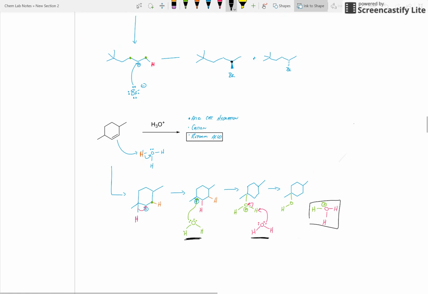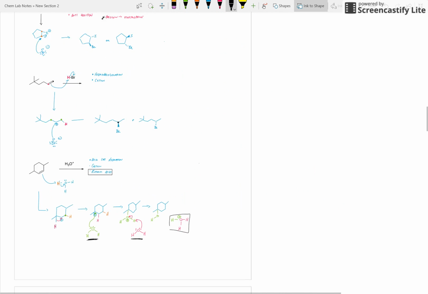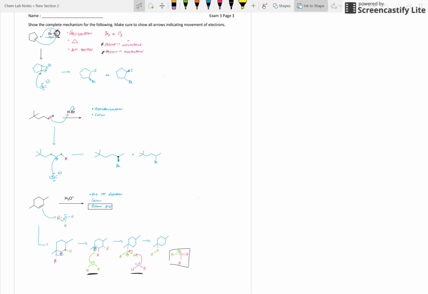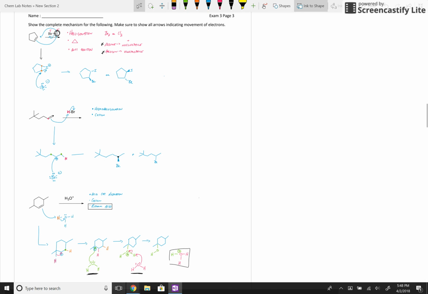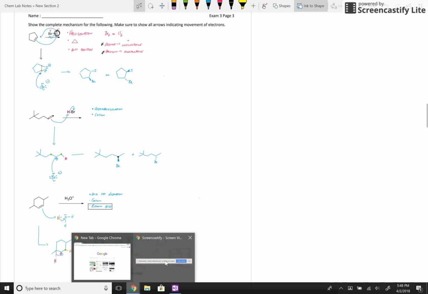All right, so that is the end of page 3. I'll just zoom out here so you guys can see everything. And in the next video, we'll move on to page 4. Well, if I can tell the recording to stop. Okay.